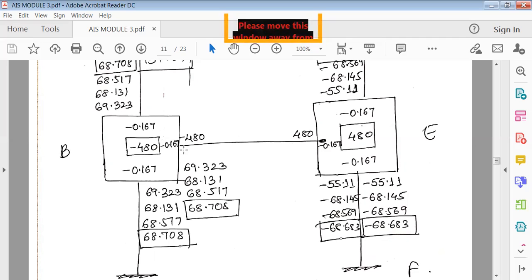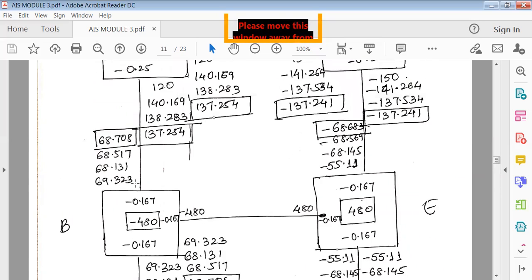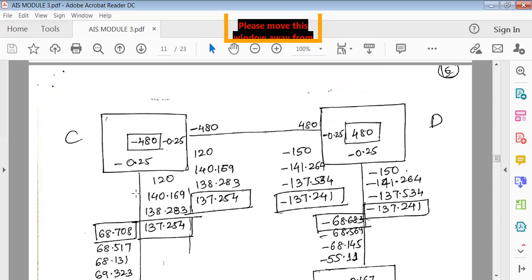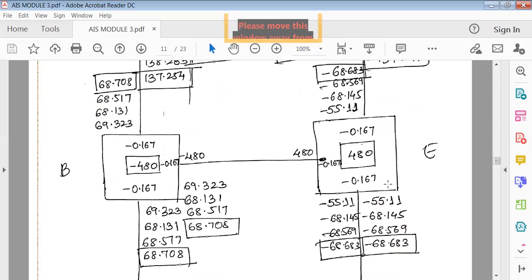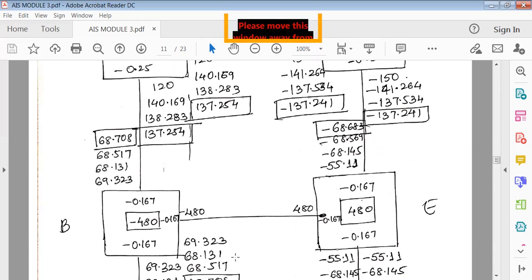Then this moment, write to the right side here, and here B lower. So write to this portion, the lower portion. Okay, so now this completes one cycle. Now this cycle repeats. Right now if you try to solve, there are only these values: 120, minus 150, minus 55.11, minus 55, 69.32. So this is the first cycle and the first set of moments.